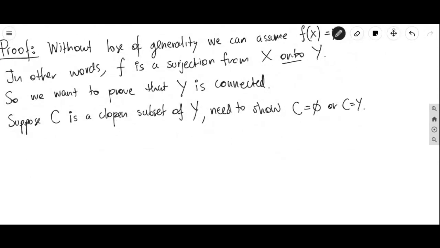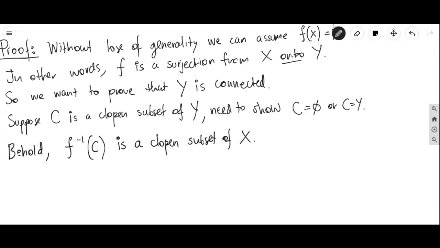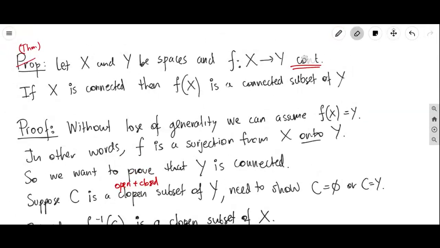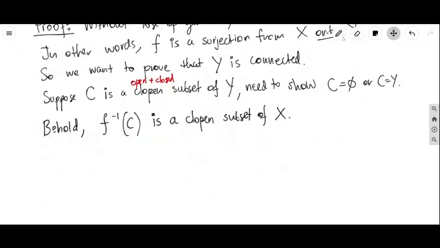To accomplish this, we use continuity. So behold, F inverse of C is a clopen subset of X. Why is that? Well, what does clopen mean? Clopen means open and closed. And F is a continuous mapping. So what's the definition of a continuous mapping? The pullback of an open set is open, and also the pullback of a closed set is closed. So C is open, so its pullback is open. C is closed, its pullback is closed. So F inverse of C, the pullback, is open and closed.